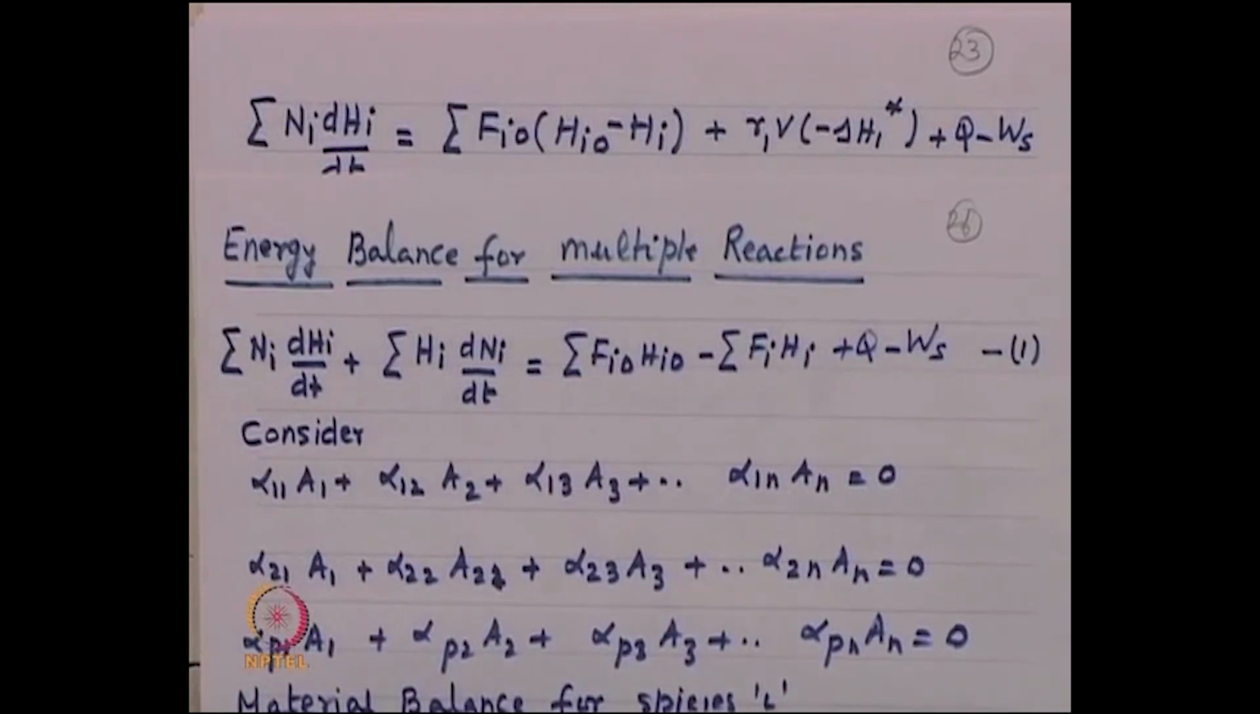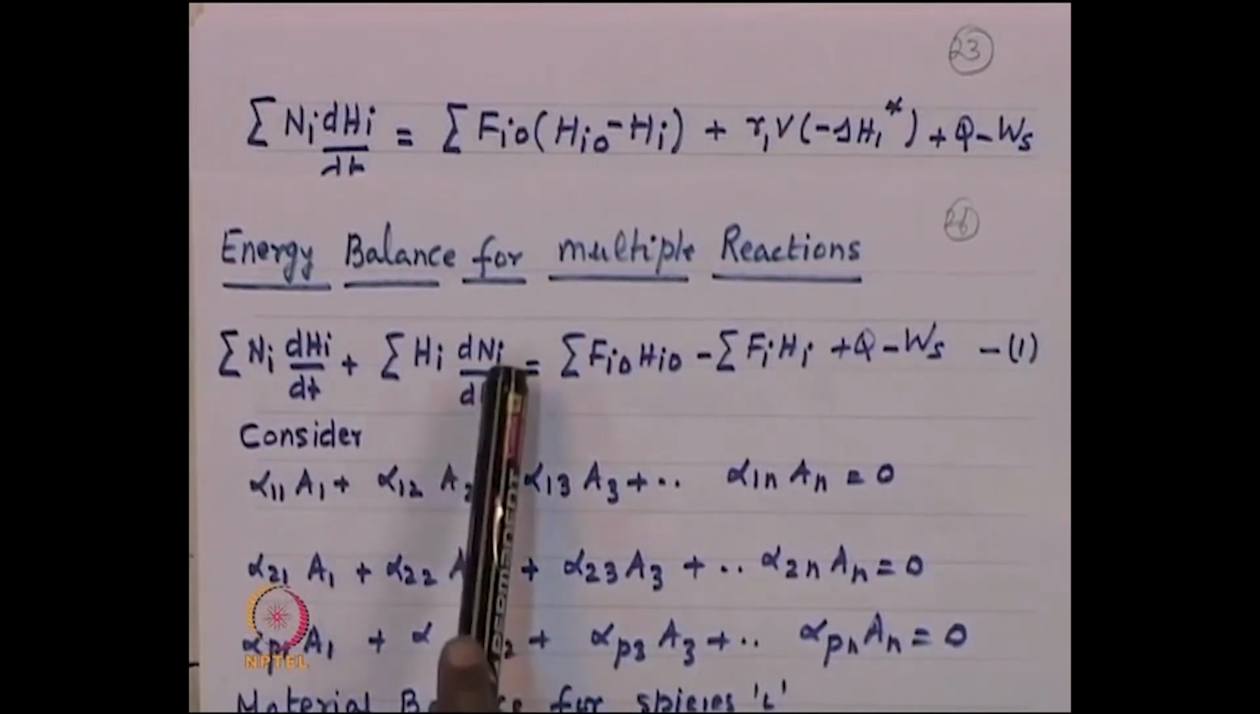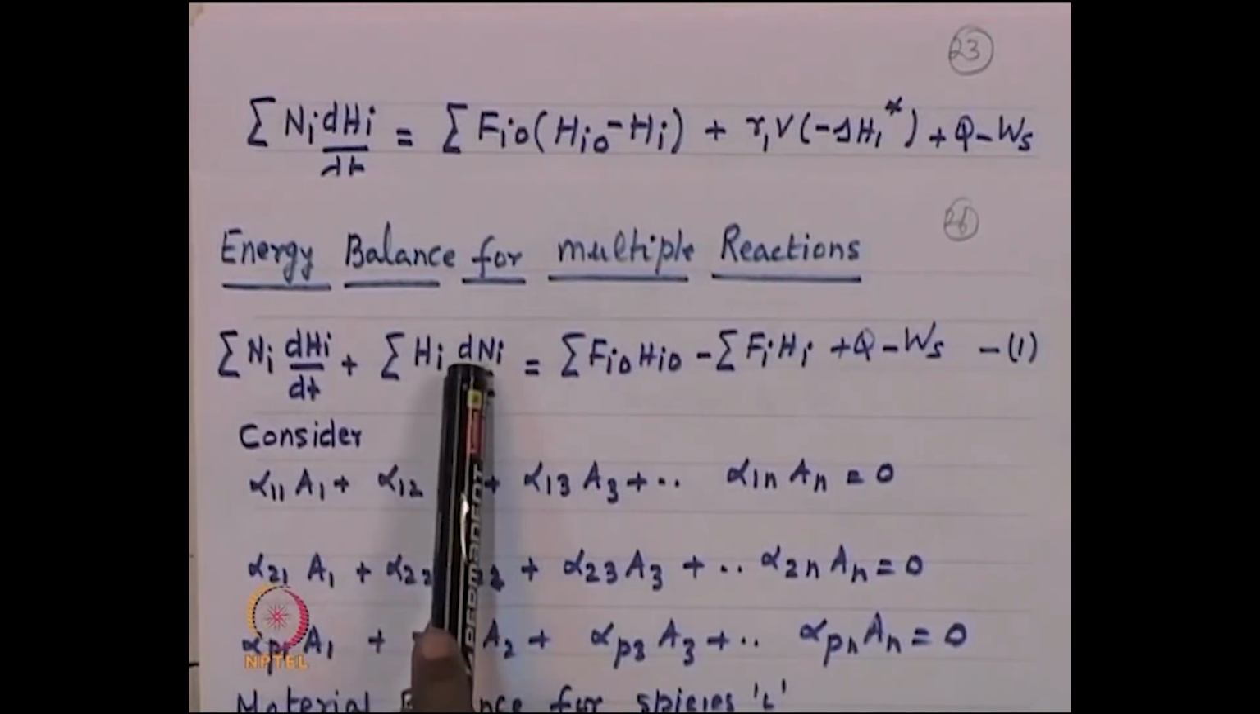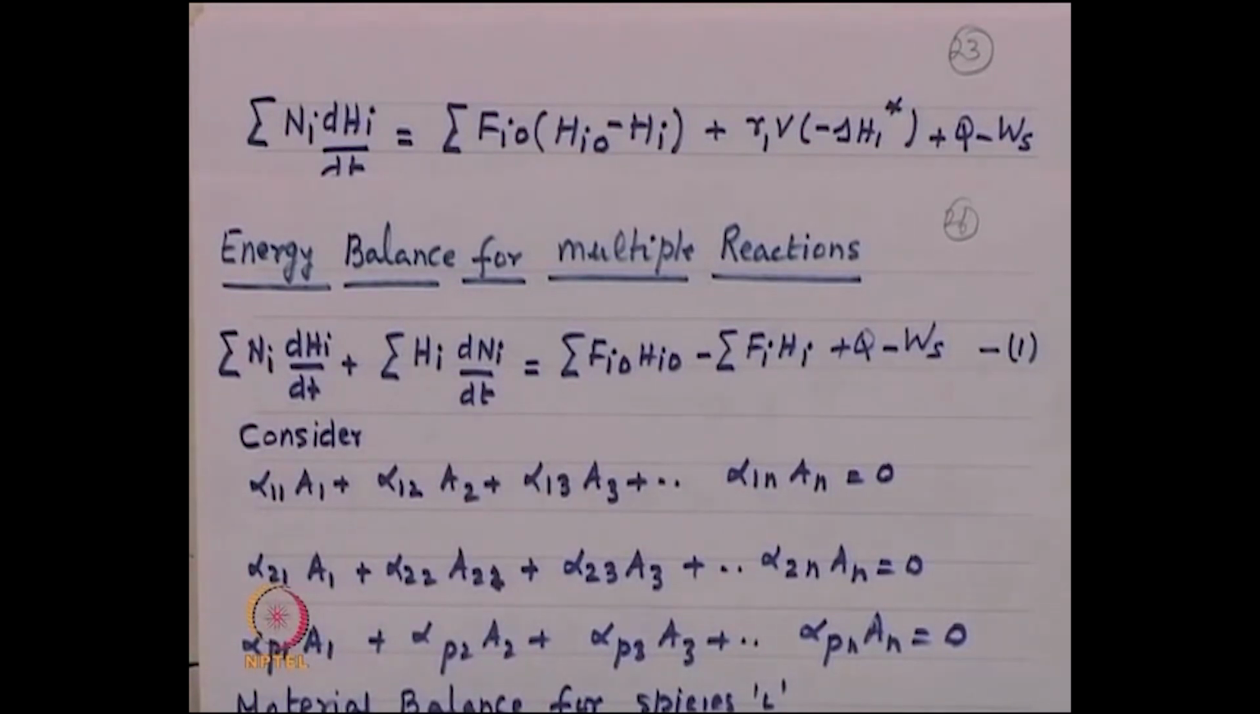The generation is because of R1 alpha 1 I, R2 alpha 2 I, Rp alpha p I. Notice that all the rate processes appear in the generation term multiplied by V equal to 0. So, this is the statement of energy material balance, and we want this term Hi dni by dt, which means what? We have to multiply this by Hi and sum over all species.